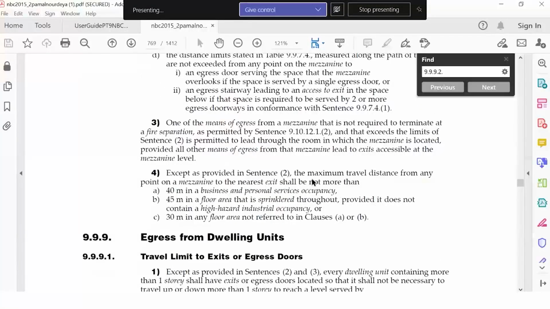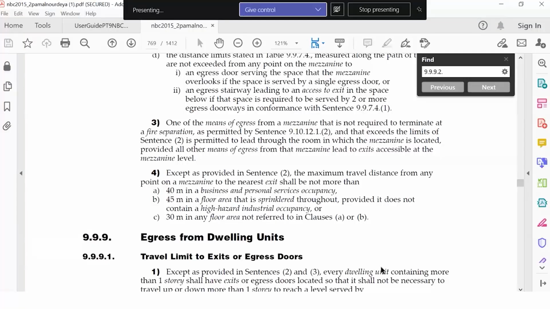Except that the maximum travel distance from any point on a mezzanine to the nearest exit shall be not more than 40, 45, and 30. So again, the travel distance from any point of a mezzanine to the nearest exit is similar to any point from any floor area. Maher, go ahead.